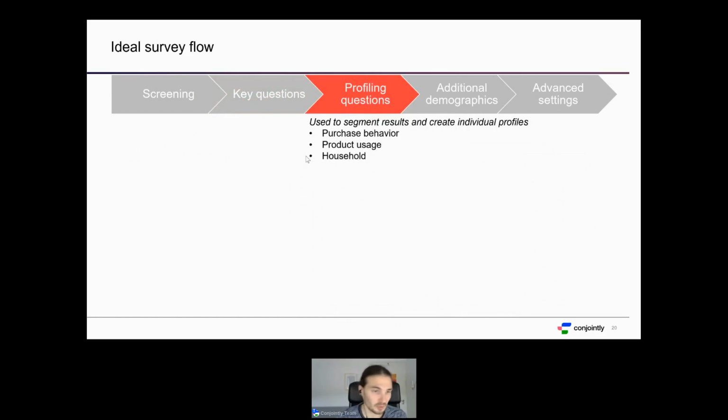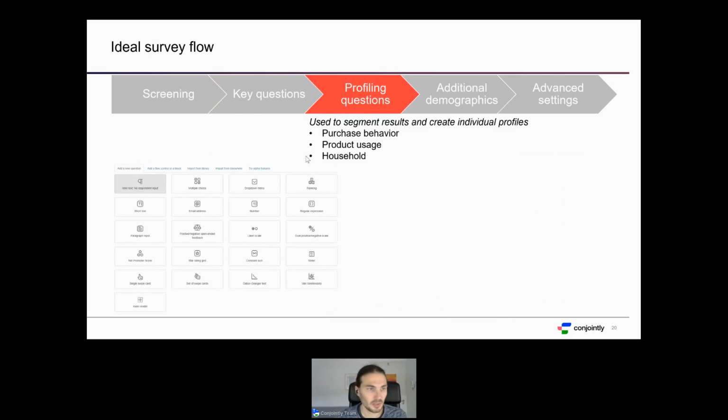So this can be purchase behavior. How many streaming services do you have? Which streaming services do you have? How many hours a day do you watch TV? And so on. Yeah, so you can add those questions. It's all very easy. You can select from a wide variety of options, from multiple choice, drop-down menus, rankings, and so on. And you can create questions like this.